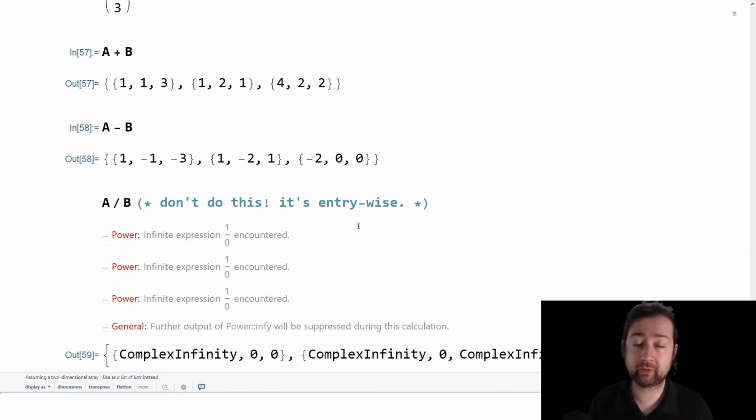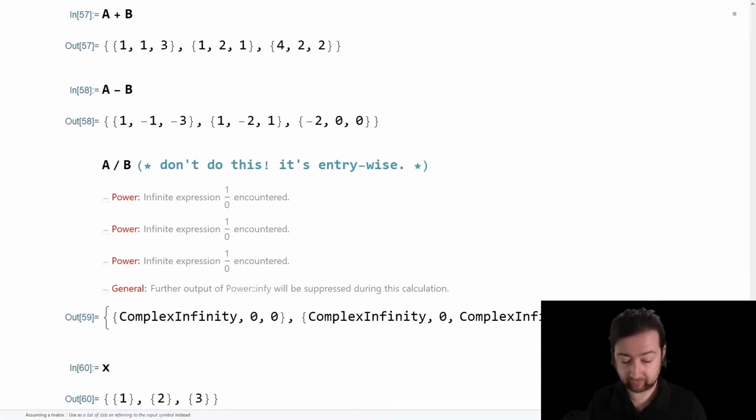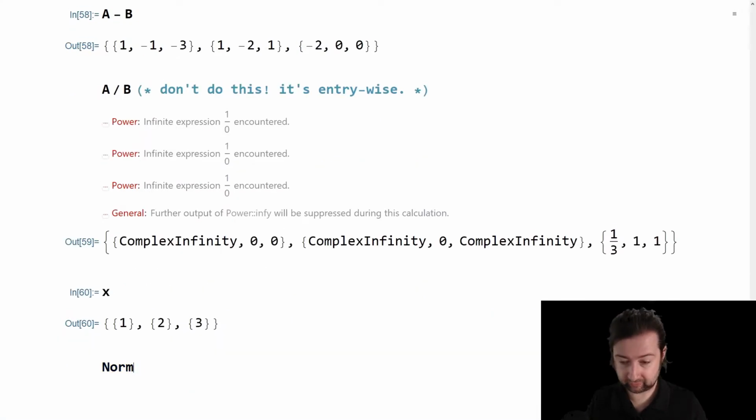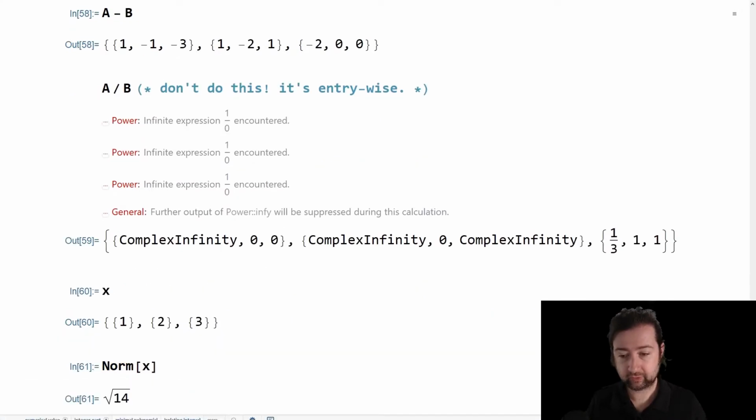So what other typical operations do we have when working with vectors and matrices? Well, you might want to know how long a vector is. So in that case, remember our vector x here is 1, 2, 3, we can actually take the norm of x. So norm of x just computes the typical Pythagorean theorem.